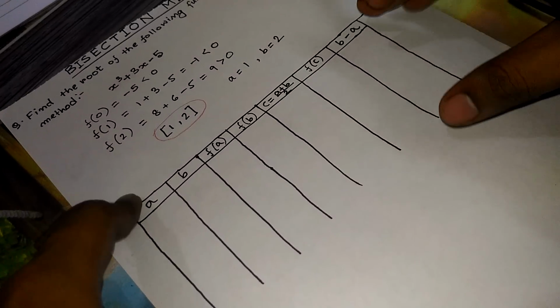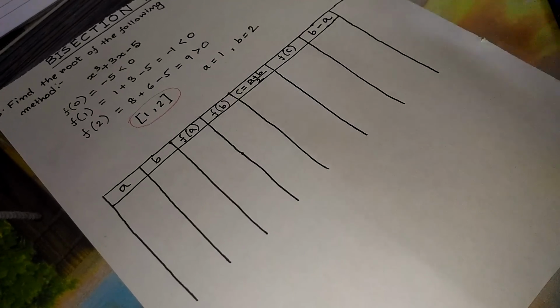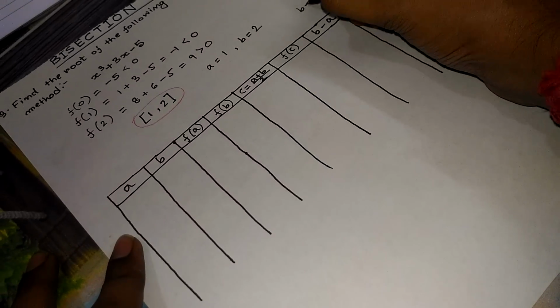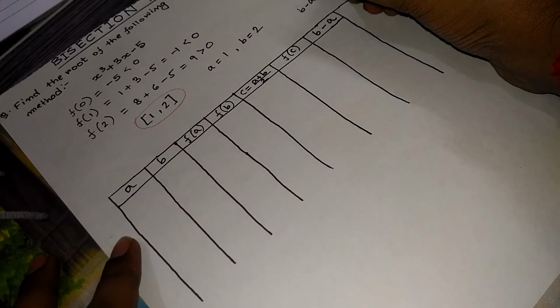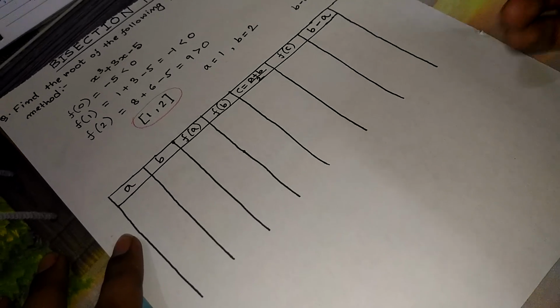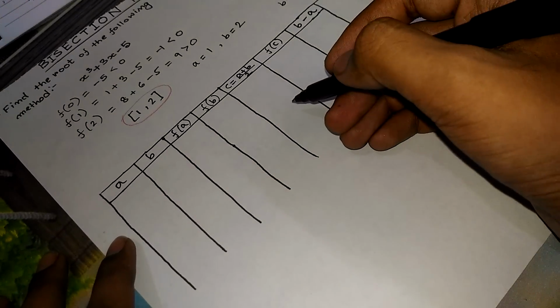Now why are we using the b minus a term? In this method we have to perform certain iterations in the table. As you can see, I have constructed a long table, so the iterations will be much more. Now where will we stop? When the b minus a value is less than 0.01, at that position we will stop our iterations.